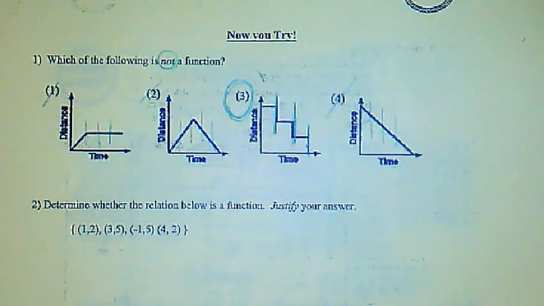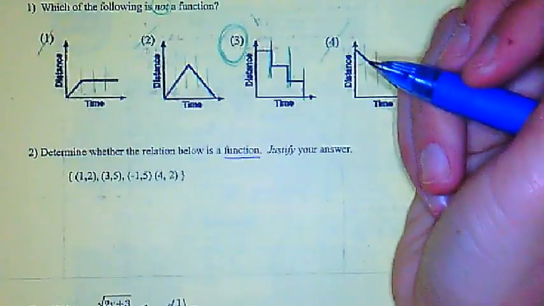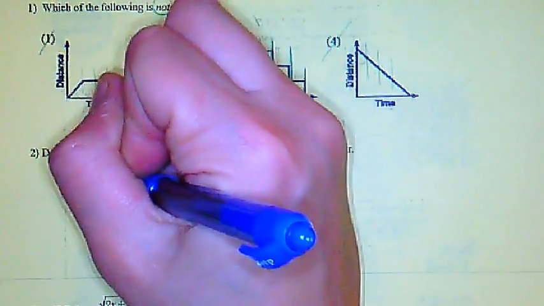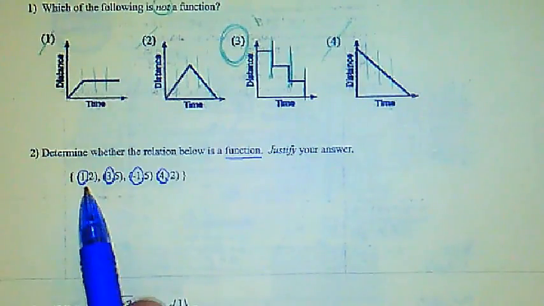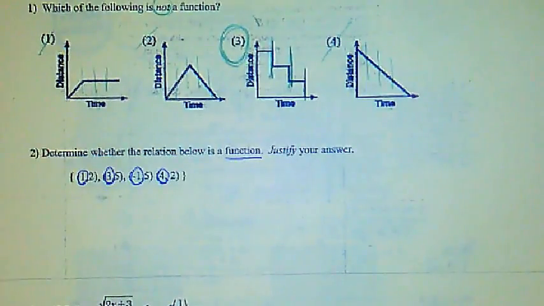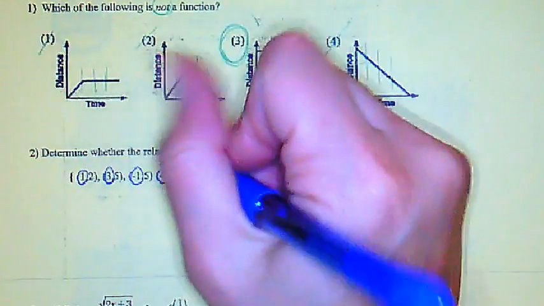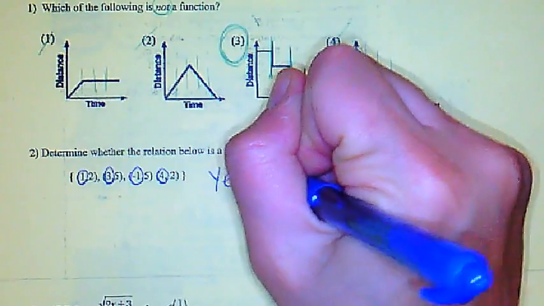Okay, I'm just going to get a different pen. Alright, so with the next one, we are going to figure out if it is a function, and then we're going to justify it. Okay, so if something is a function, the only thing that is important are the x values. Okay, so what I notice is they are all different. Okay, so my answer is going to be yes.